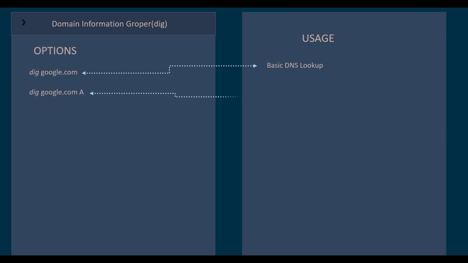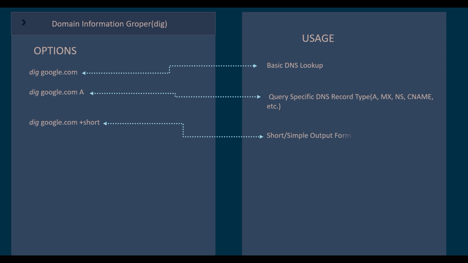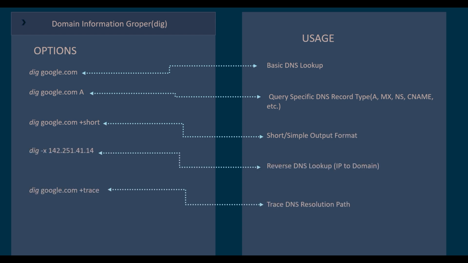So available options are, like we have already talked about, the common syntax: dig and the destination name. So it provides you a basic DNS lookup for that domain. If we provide arguments or the record type, that is A, I am passing here A as a record type, so it will provide me the information about that record.